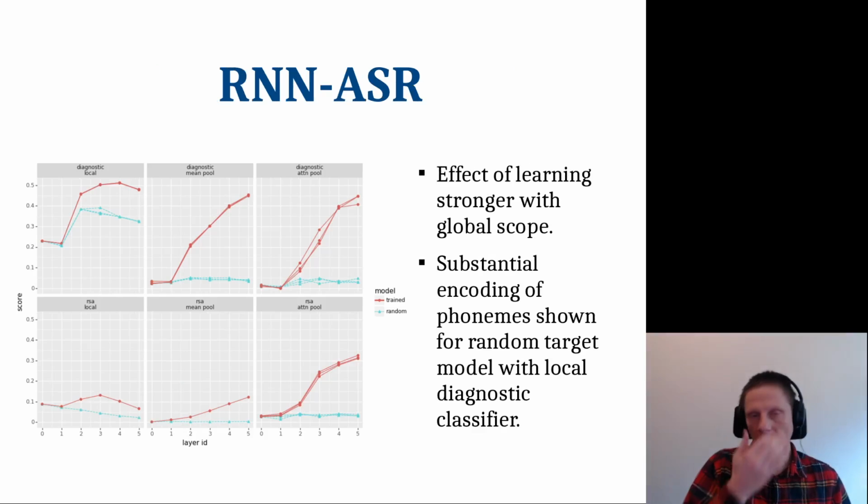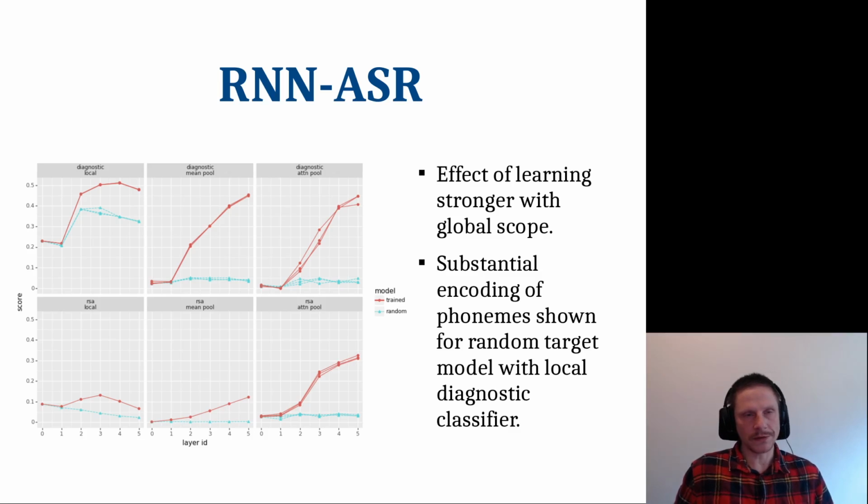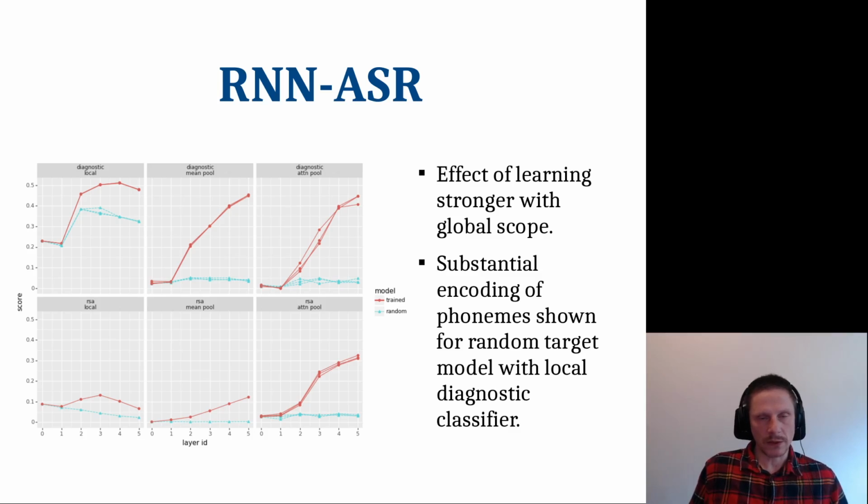Now moving on to the RNN architecture for the ASR task. We see that the effect of learning is stronger with global scope. So you will see that in the first column, the separation between the red and cyan lines is much smaller than in columns 2 and 3. And we also see substantial encoding of phonemes shown for random target model with local diagnostic classifier. So I am referring here to the first row, first column.